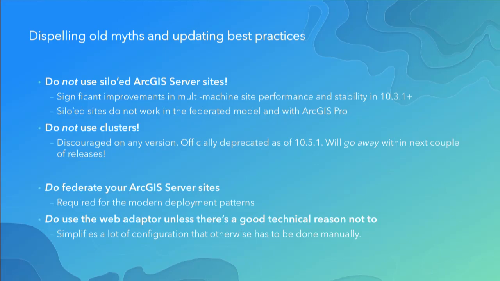Do federate your ArcGIS Server sites. ArcGIS Enterprise is built on the federated model where the server sites are federated to a portal. It's what powers a lot of our new functionality, things like publishing from Pro. It's where you get the ability to use raster analytics with your image server sites, and the list goes on and on. That is the model that we're building all of our newer functionality in. Do use the web adapter. It's just easier for everybody.